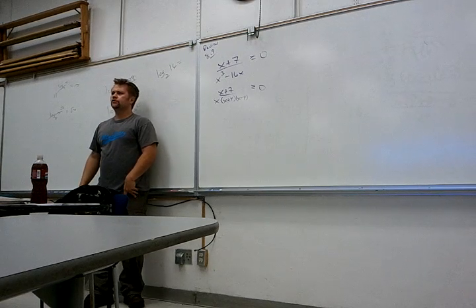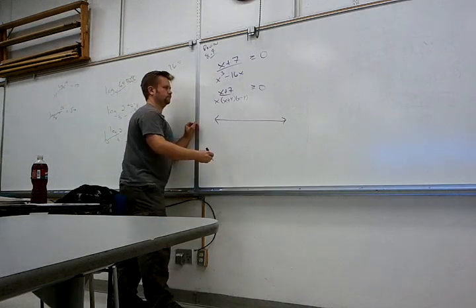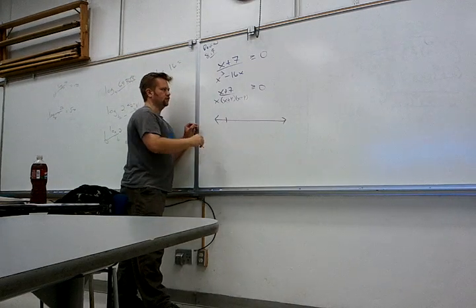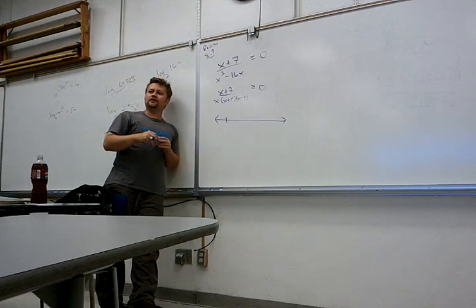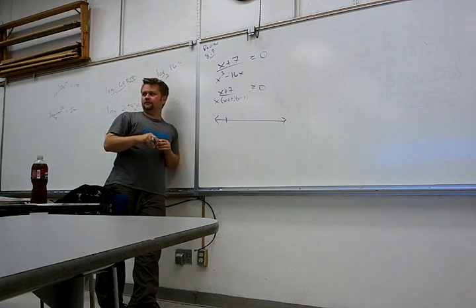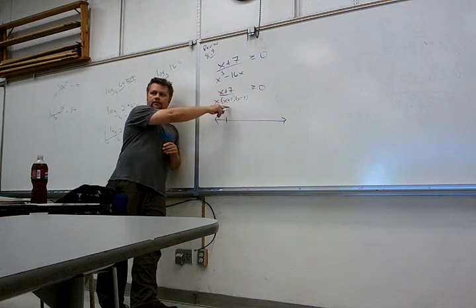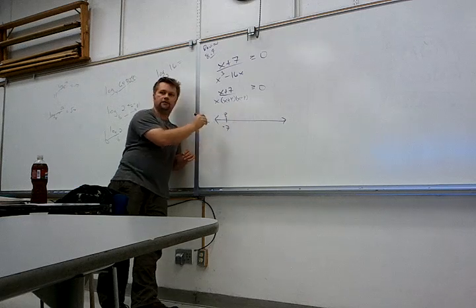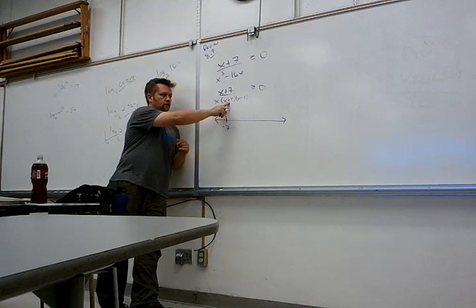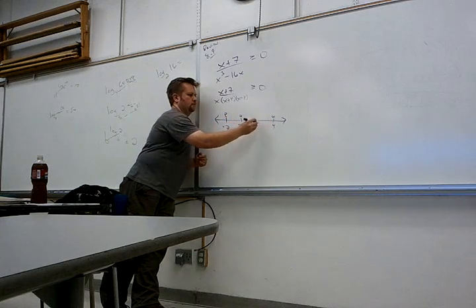So where is it zero? Is it 0 at 4? No. Where is it 0? Negative 4? No. Where is it 0? Eight? No? That's where it's undefined. Let me be more specific. Okay, where is it 0? Negative 7. When it's negative 7, you get 0 divided by something, that's 0. Where is it undefined? Negative 4. All right, negative 4, 4. And 0.